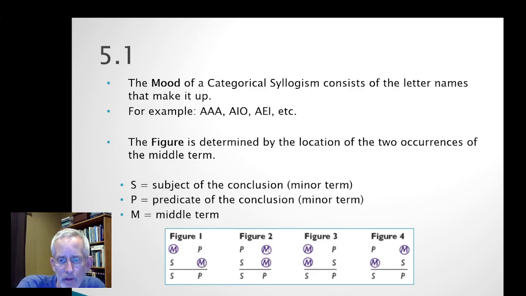And then in figure 2, the middle term occurs in both premises in the predicate slot. Figure 3, both of them occur in the subject slot. And figure 4, in premise 1, the middle term would occur in the predicate slot and then in the subject slot in the second premise. So these are just ways of determining or representing where the middle term is occurring in the 2 premises. Okay, so that's mood and figure.